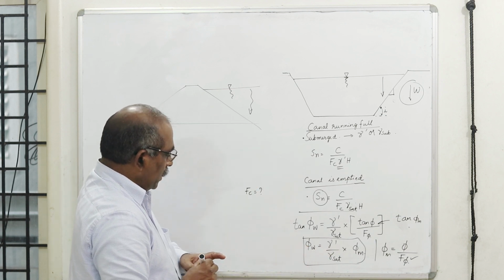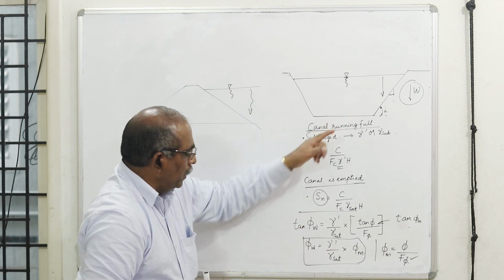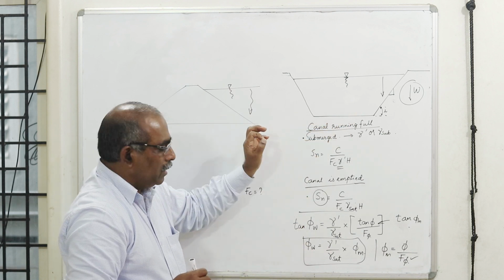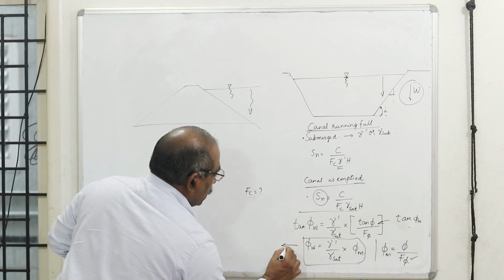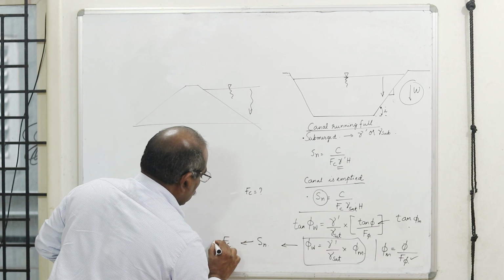From the chart, which I will draw and explain to you, for that given slope angle I can find out my stability number. From this, I am evaluating the stability number, and from this, I am getting my factor of safety.